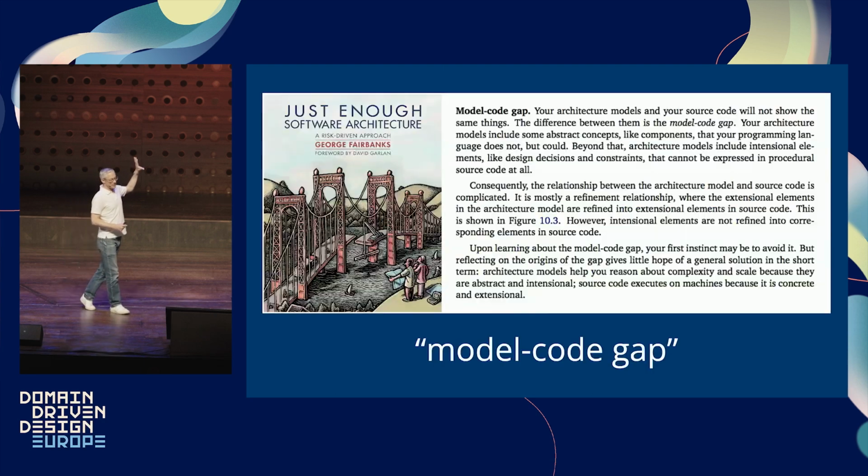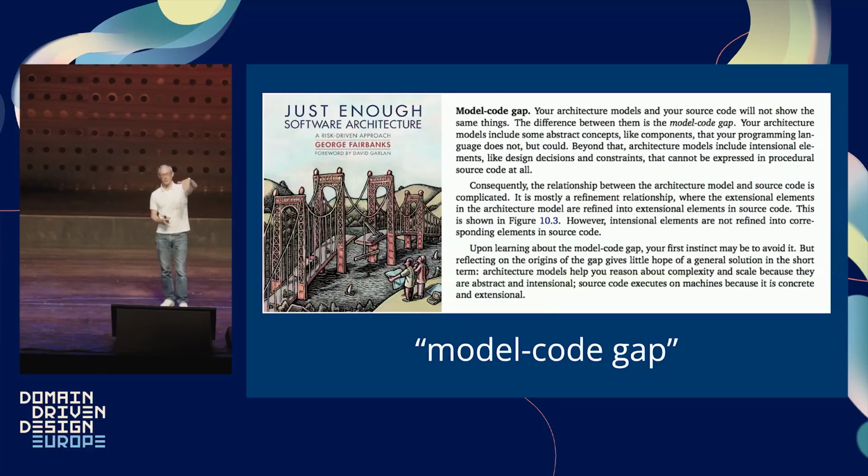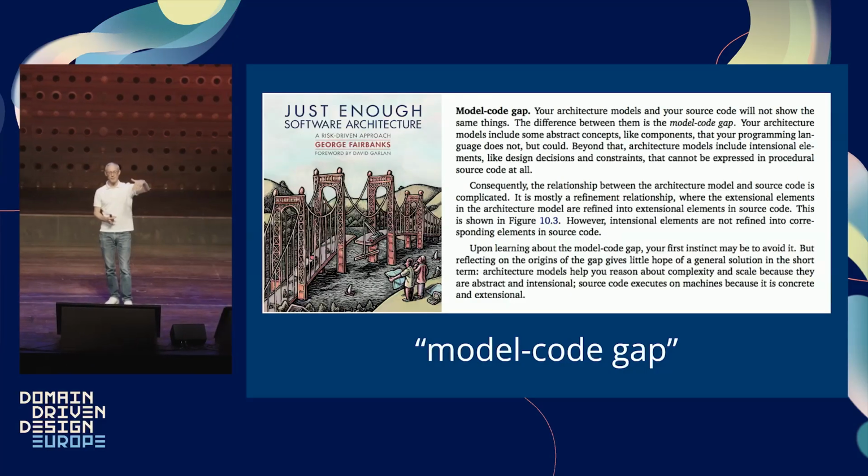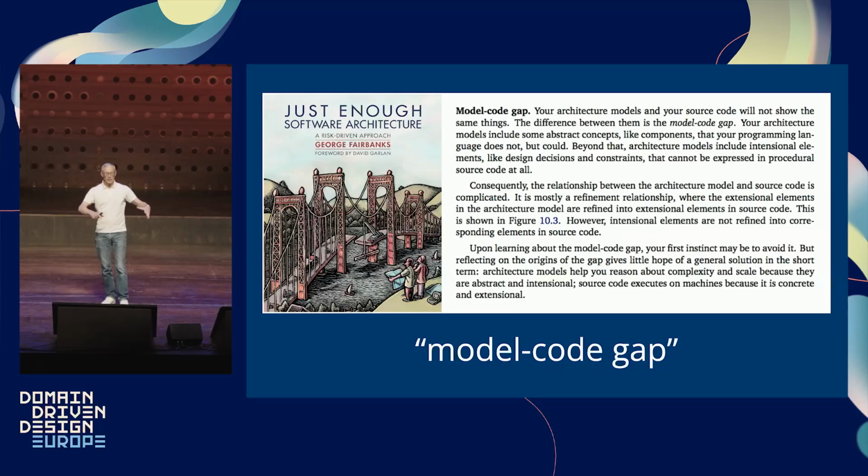So George Fairbanks has a great book about software architecture, and in his book he talks about the model code gap, which essentially you have a top-down view of your system, modules, components, services, microservices, whatever it might be, and you have a collection of code.